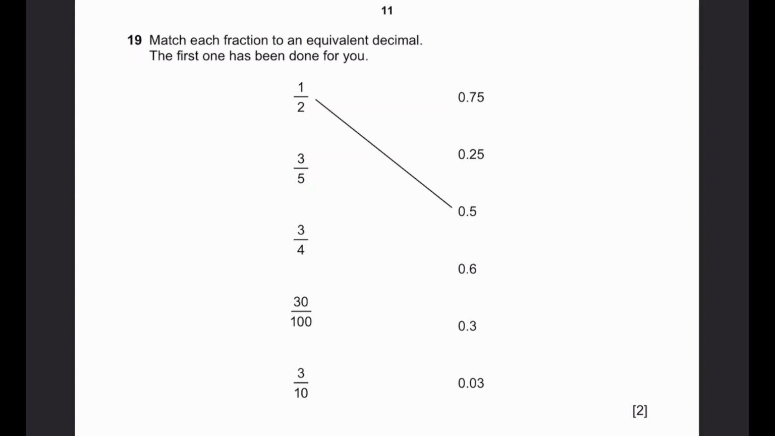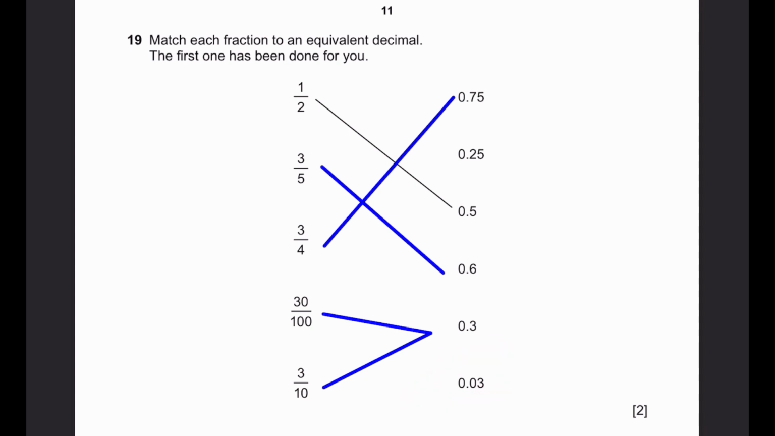Question 19. Match each fraction to an equivalent decimal. The first has been done for you. 1 by 2, 0.5. 3 by 5. That's simply equal to 6 by 10, which is 0.6. Now 3 by 4. That's equal to 75 by 100 if you multiply by 25 on both sides. And that would be 0.75. 30 by 100 is simply 3 by 10, which is 0.3. And 3 by 10, once again, 0.3.